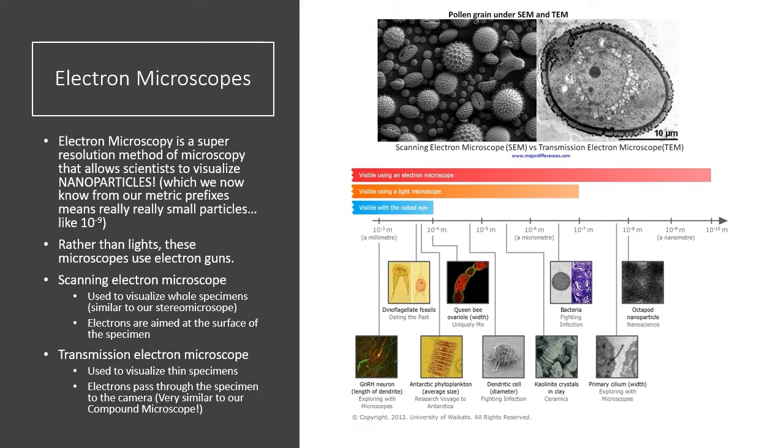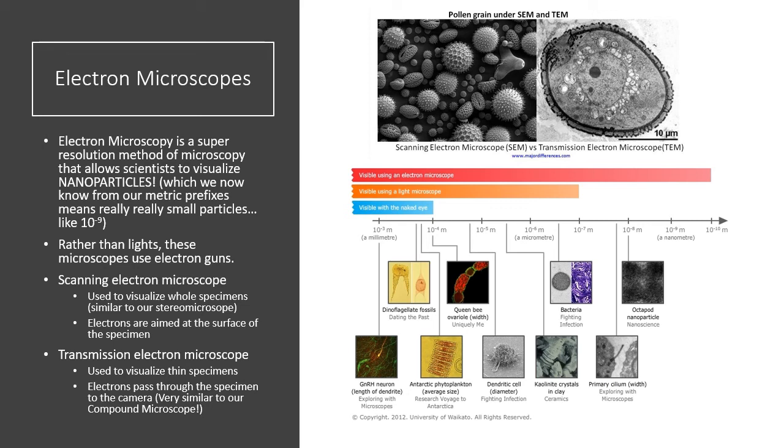All right, a little bit about electron microscopes. So we don't have an electron microscope at Queens College, but these are very, very powerful instruments in research. Electron microscopy is a super resolution method of microscopy. It allows scientists to visualize nanoparticles, which is super small, 10 to the minus ninth. So rather than using light, like our compound light microscope, these microscopes use electron guns, which is pretty cool.